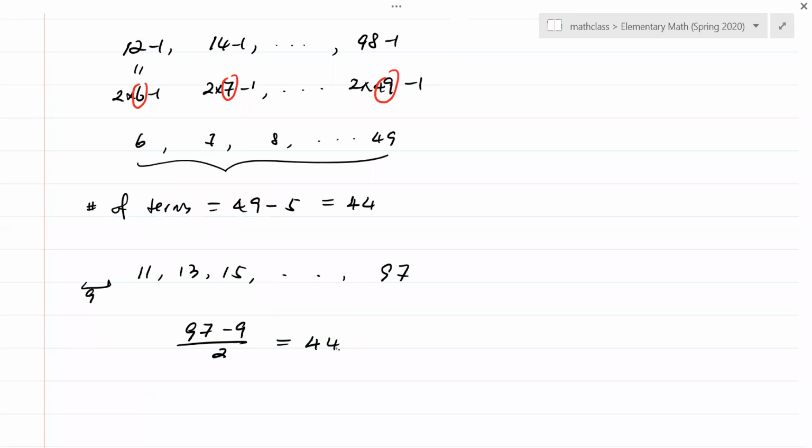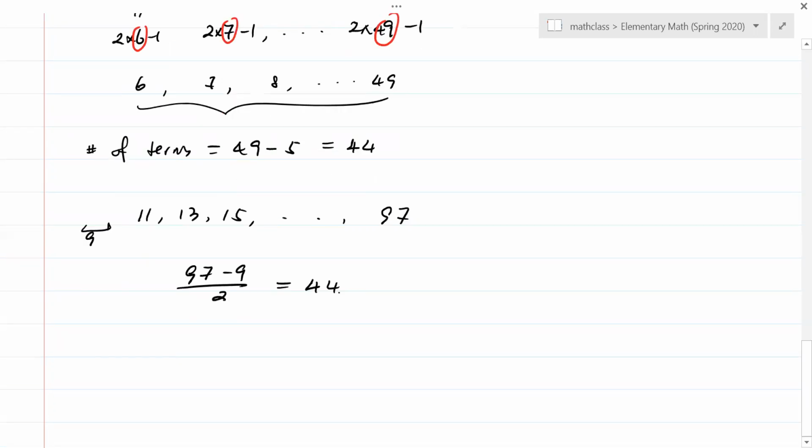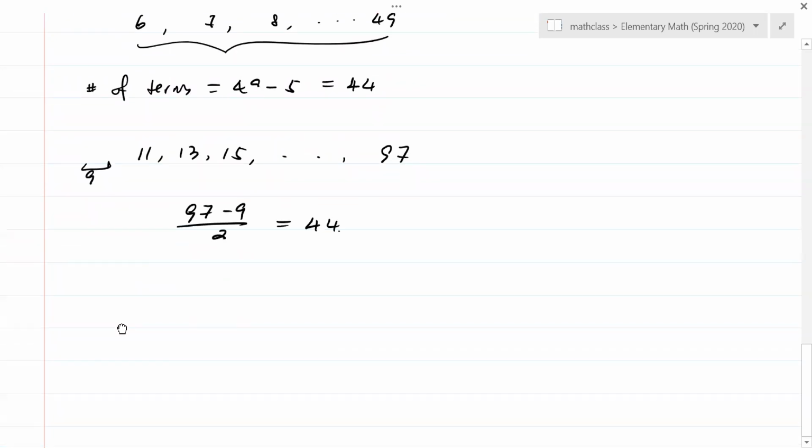So take the difference of those two numbers, and when you count how many numbers from 6 to 49, you take the difference. 49 minus 5, you get 44, because the gap between two numbers is always 1 here. But if those are the other numbers, you take a difference, you have to divide by 2.